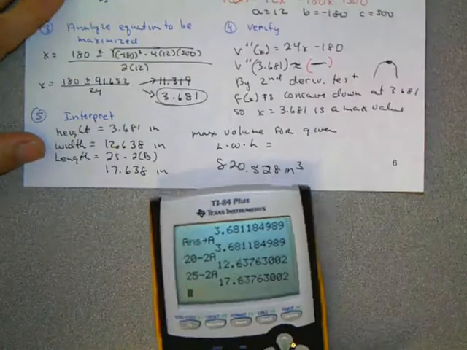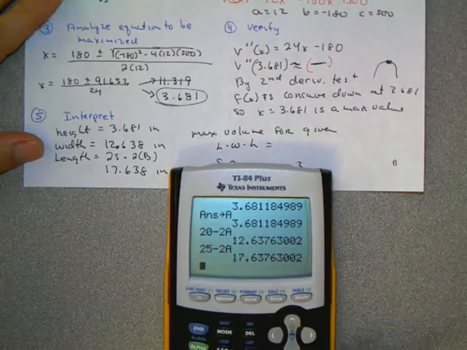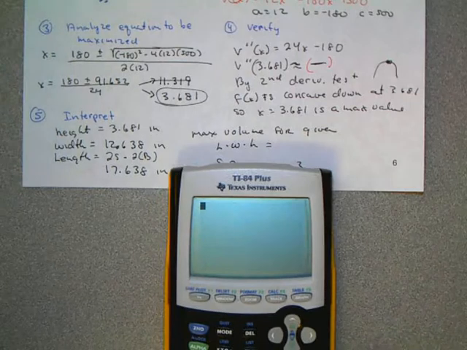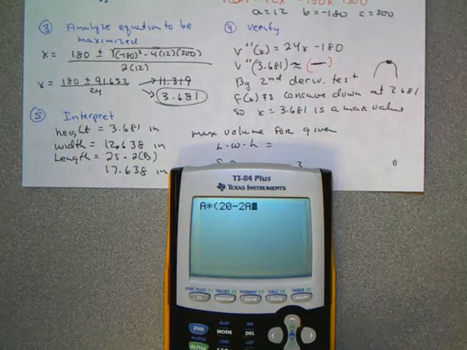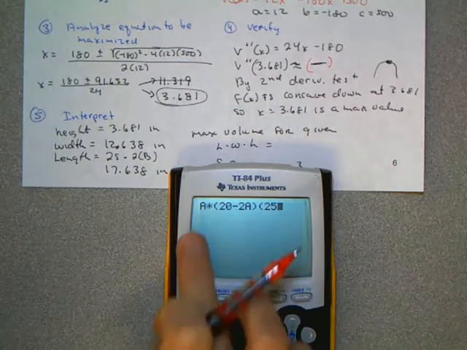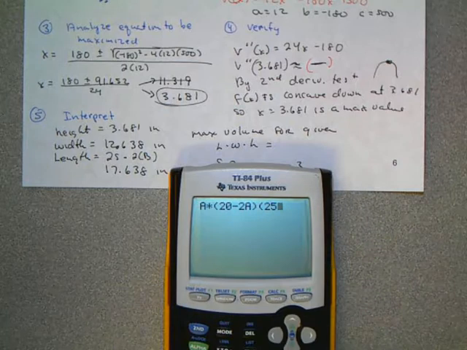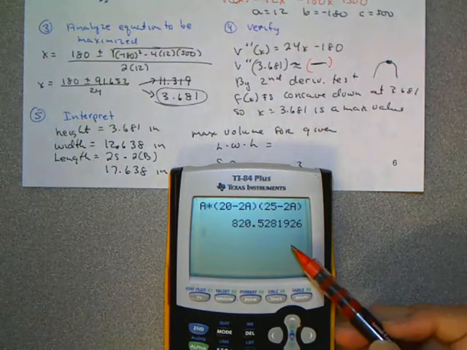Well, you know that to do this, we never round until the end, so my max volume is going to be length times width, 20 minus 2A, times height, well, length times width times height, 25 minus 2A.